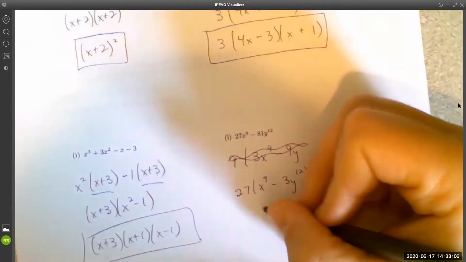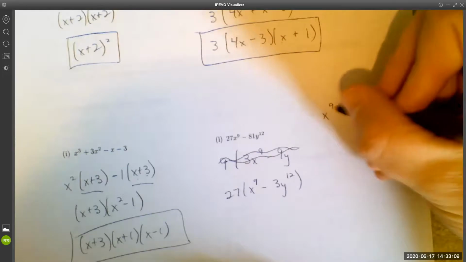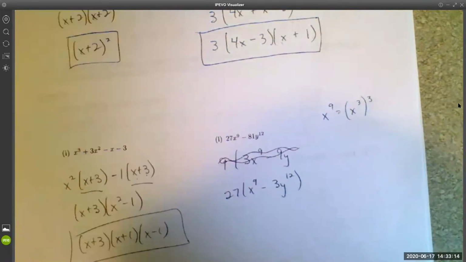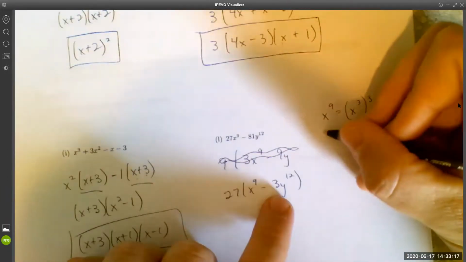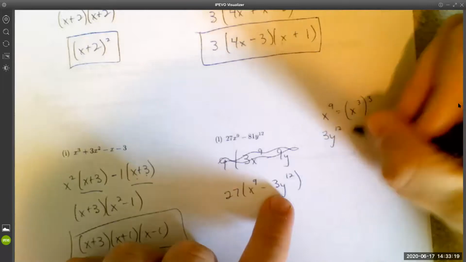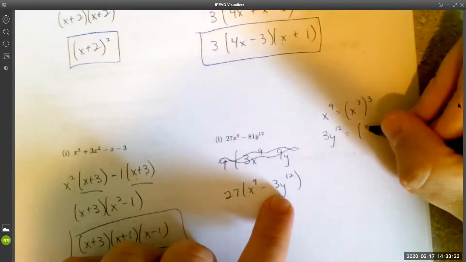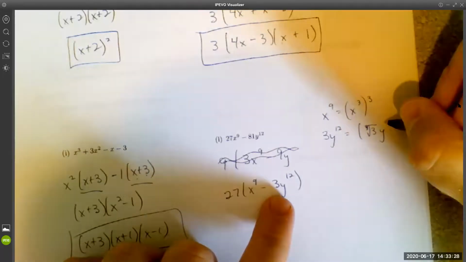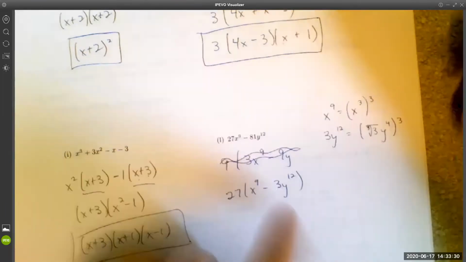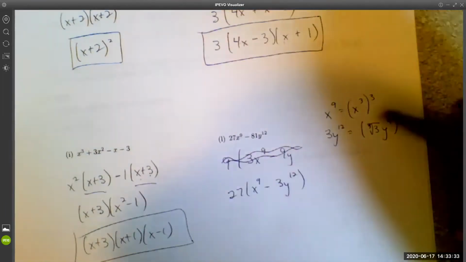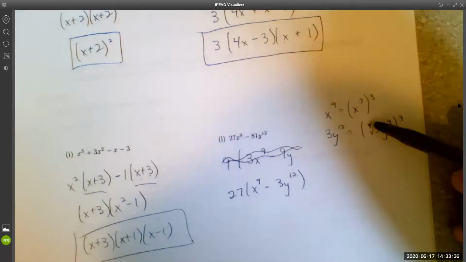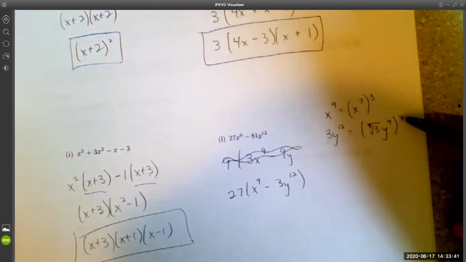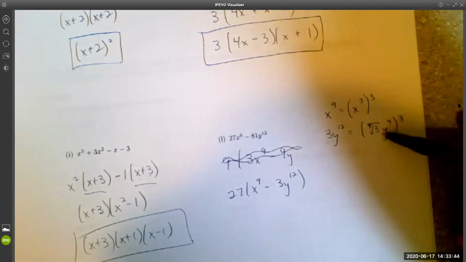x to the 9th. So let me just say this, right? x to the 9th is x cubed, right? And 3y to the 12th. Oh, that one's even worse. But it's the cube root of 3 times y to the 4th, cubed, right? So if you distribute this 3, the exponent of 3 is going to cancel off the cube root and leave you with 3. And then 3 times 4 is 12. So these are the two bases there.